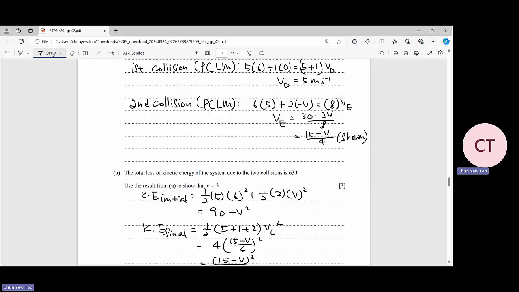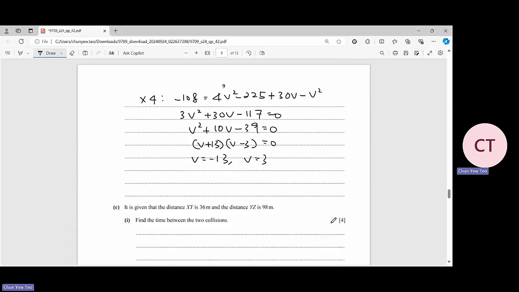This is not the reason. We ignore this because if we put this value inside, the VE will be 15 minus negative 13 over 4. The value will be too big already, 28 over 4. It will be 14 meters per second. So this value is too big, not possible. So V equal to negative 13 is ignored, because that is too big. So over here, this is the only possibility for V. So this is what we can have, like this, shown.